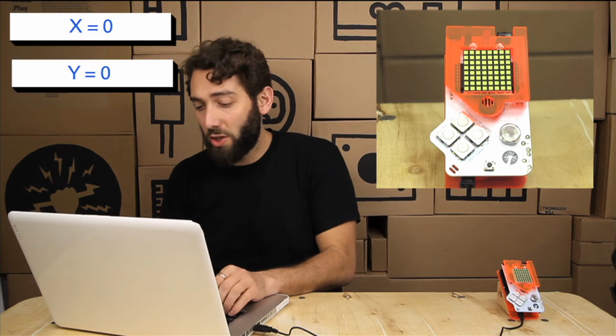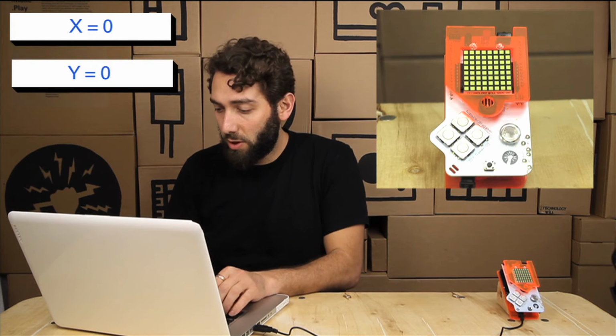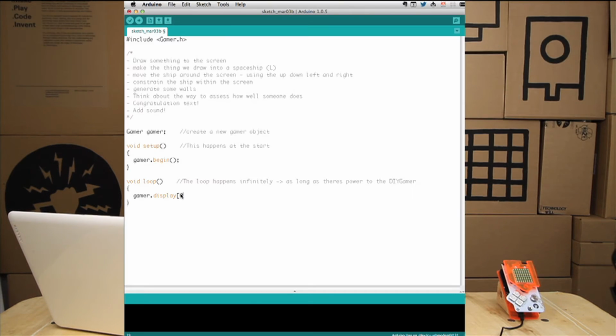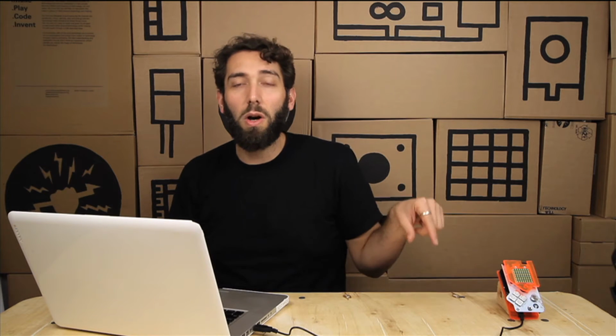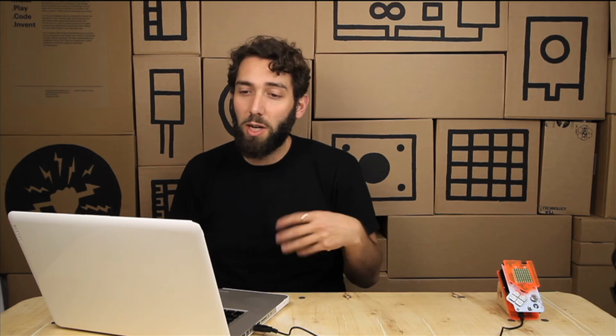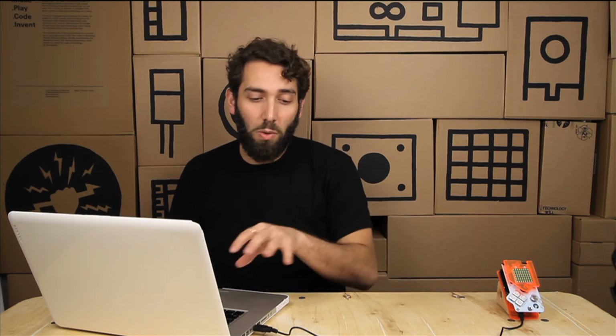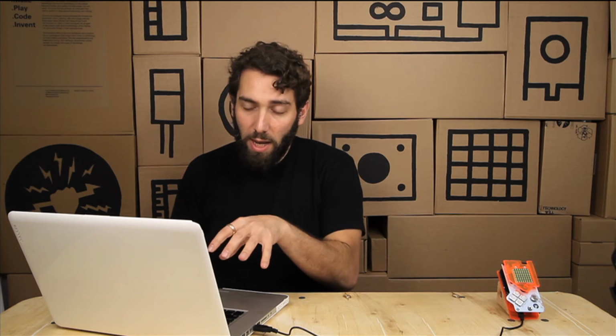I'll explain that to you in just a moment, but first I want you to see how that looks in code. The gamer.display 0, 0 is equal to 1. So if I upload that, which I'm about to do, you will see hopefully that top left hand corner is going to turn on. In order to upload it, I need to make sure that the Arduino is talking to the computer in the right way so that our gamer can be updated.